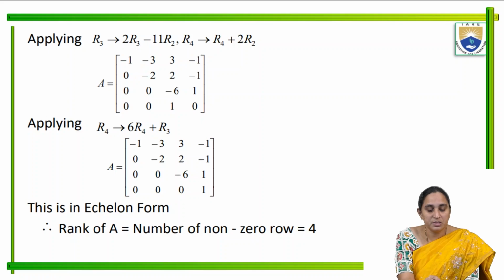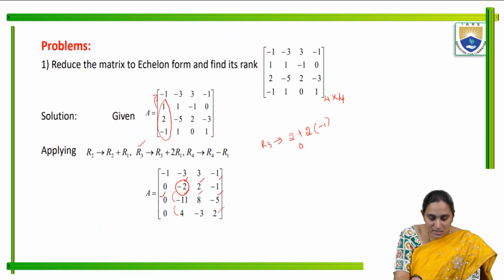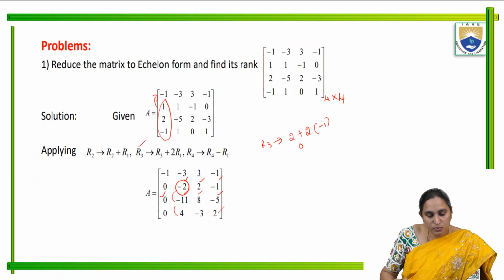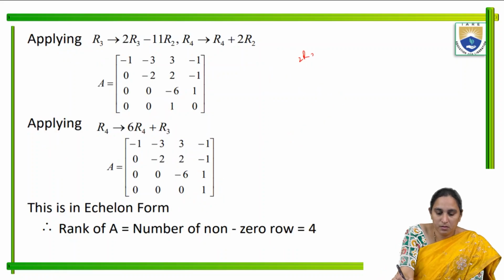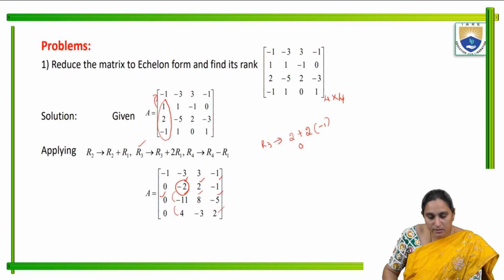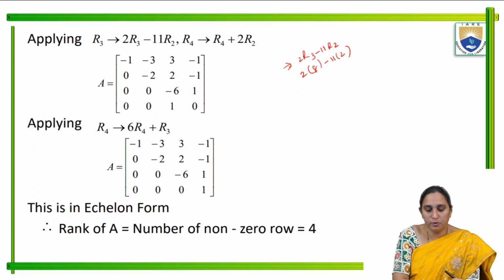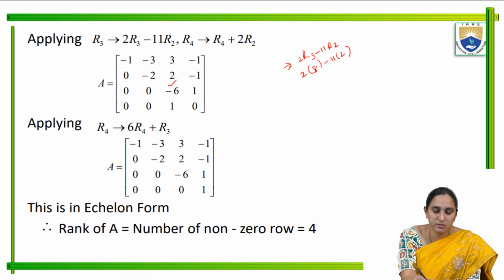For that, in the first operation, R3 tends to 2R3 minus 11R2, this minus 11 definitely becomes 0. Next, the next element, 2R3: that is 2 into 8, 16, minus 11 into 2. 16 minus 22, that is minus 6. Similarly, for the same 2R3.